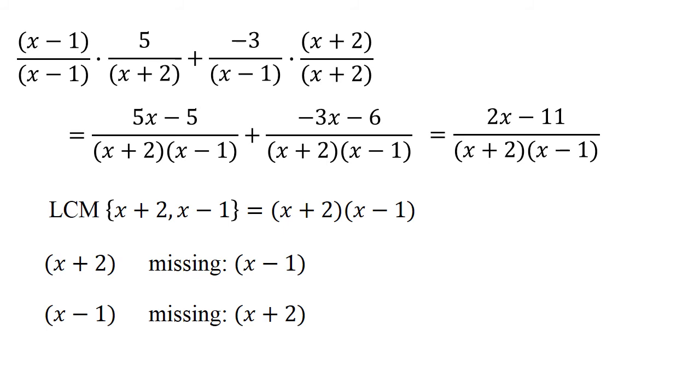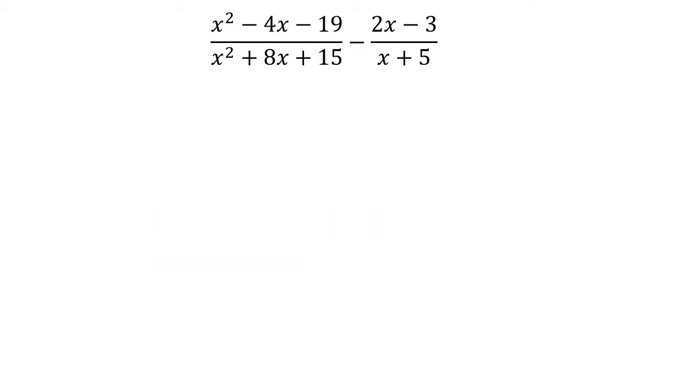Alright, so let's go to an even more complicated problem. So let's say we have this. So first thing I need to do is, again, find the least common denominator. And the least common denominator is going to have every factor that shows up at the bottom. So notice x plus 5, that can't be broken down any further. But x squared plus 8x plus 15 can be. So the first thing I want to do is look at the denominators and factor all of those as much as I can. And so if I factor that first denominator, I get x plus 5 times x plus 3.